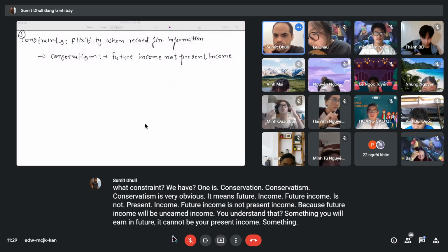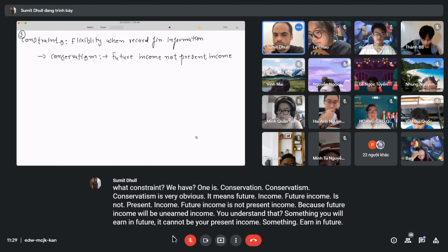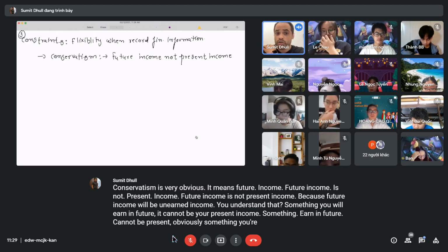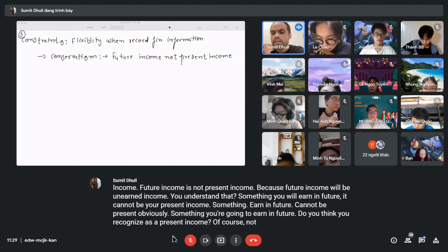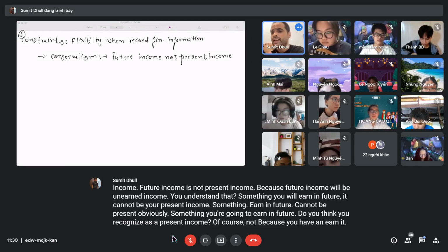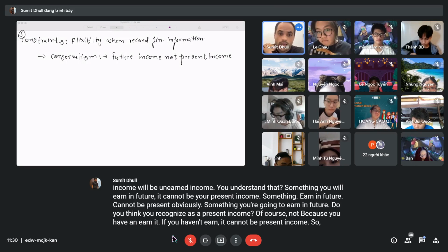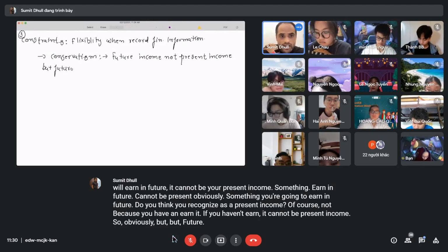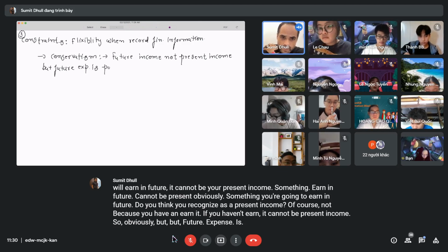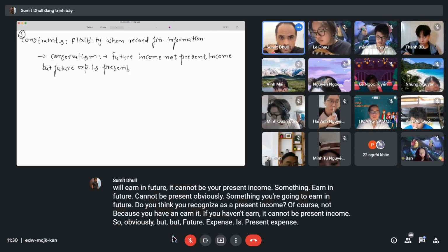Something you earn in future cannot be present. Obviously, something you're going to earn in future, do you recognize it as a present income? Of course not, because you haven't earned it. If you haven't earned it, it cannot be present income. But future expense is present expense.